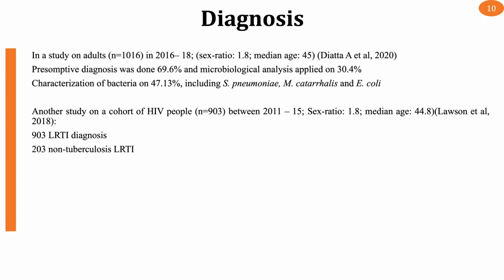When we look at the situation in adults, we can find that usually presumptive diagnosis is applied. When microbiology analysis is available, we can find that bacterial infections are mostly frequent, with the isolation of Streptococcus pneumoniae, Moraxella catarrhalis, but also Helicobacter and Escherichia coli. Another study realized in a cohort of HIV people highlights that low respiratory tract infections are frequent. Next, please.